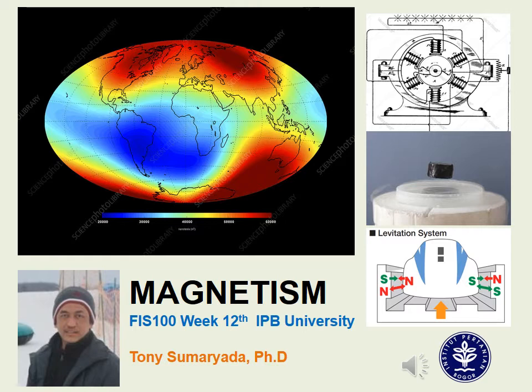The picture of the globe above shows the map of the geomagnetic field, which is very important for navigation, mineral exploration, and disaster mitigation. Even the migration of birds depends on their ability to identify the place and direction based on the magnetic field.